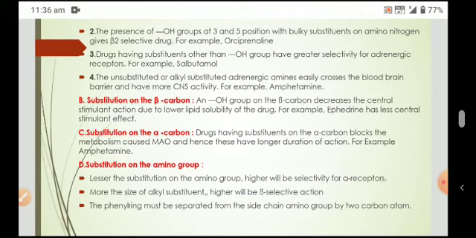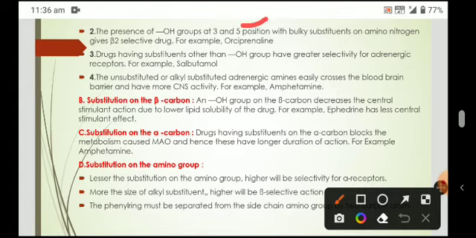The next point is the presence of the OH group. That is the second point. As I told, the OH group is important at the third and fourth positions. In the same way, OH groups at the third and fifth positions are important to have the maximum activity for beta 2 selective drugs. Next, drugs having a substitution other than the OH group: apart from the OH group, if the drug has some other group attached, it leads to greater activity at the adrenergic receptor.